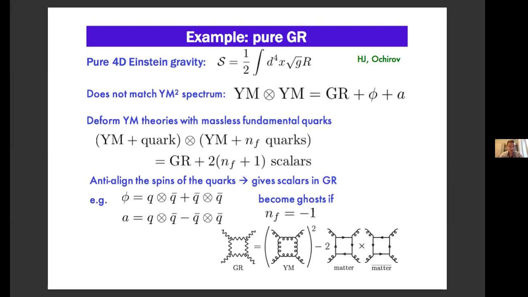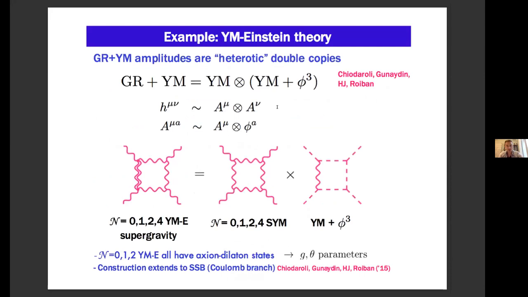For example, if you look at this particular one-loop example, we can get the pure GR amplitude numerator by double copying Yang-Mills and then subtracting out fermion times antifermion. This can be generalized to different amounts of supersymmetry. That's why I just write generically "matter". A third example is to couple Yang-Mills theory to Einstein gravity itself, so we get something like Yang-Mills-Einstein gravity.